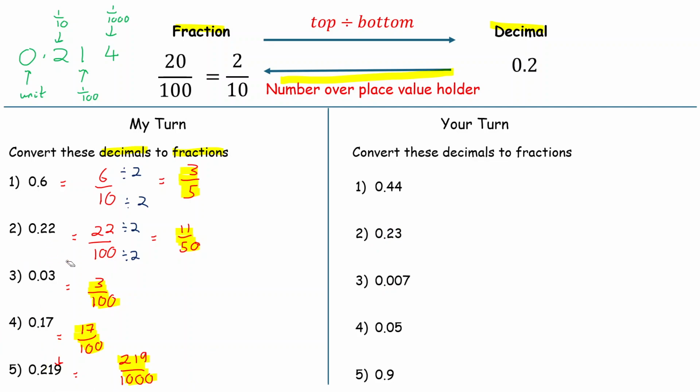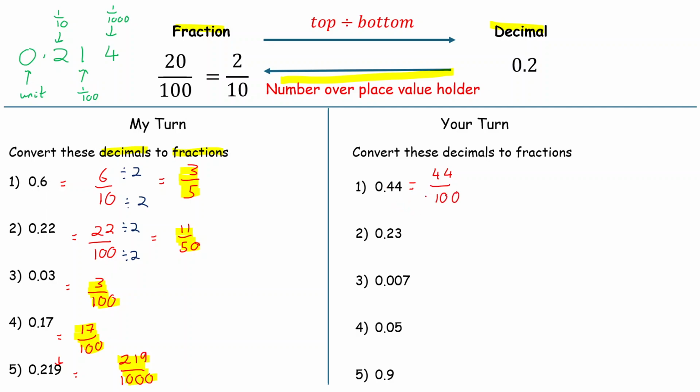So, let's go to that. The first one, convert these decimals into fractions. Again, we're going to put our number over the place value holder. So your number here is simply 44. So it's going to be 44 over the place value holder. That last 4 is in the hundreds column, so over 100. Okay, that is correct.